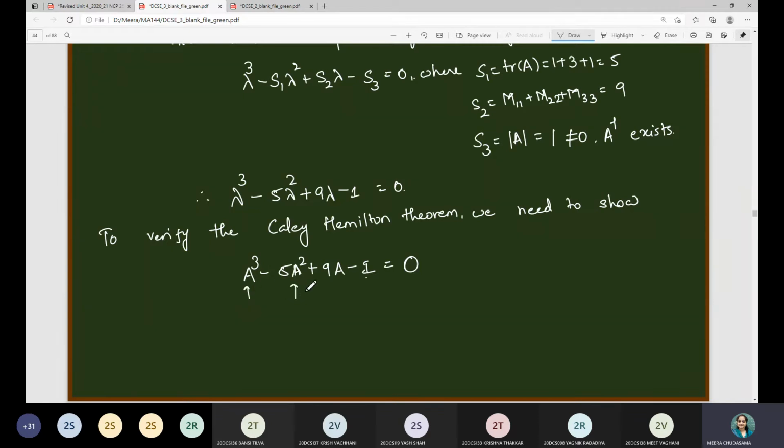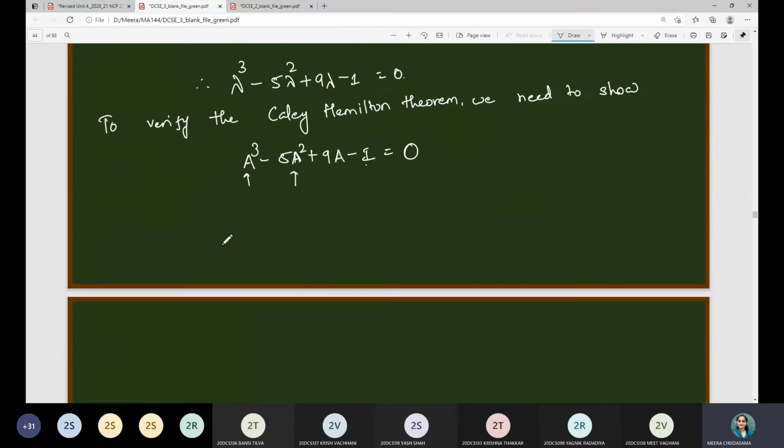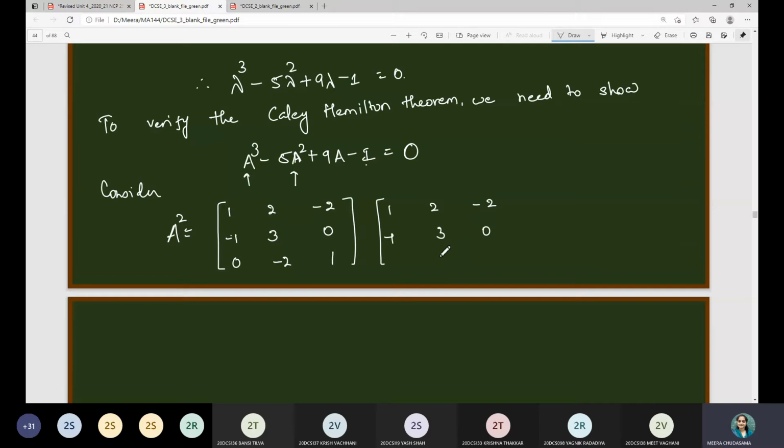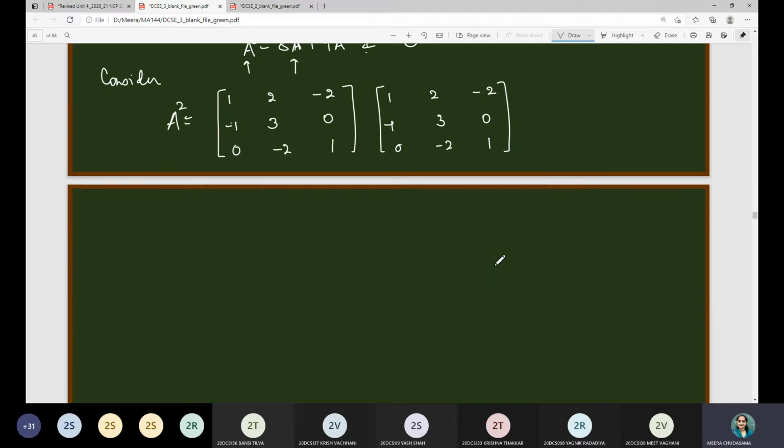the A cube and A square matrices, right? So we will first compute A square and then A cube. So consider A square, that is A into A, which is 1, 2, minus 2, minus 1, 3, 0, 0, minus 2 and 1, times 1, 2, minus 2, minus 1, 3, 0, 0, minus 2 and 1. Compute this and let me know what is the A square as a matrix.